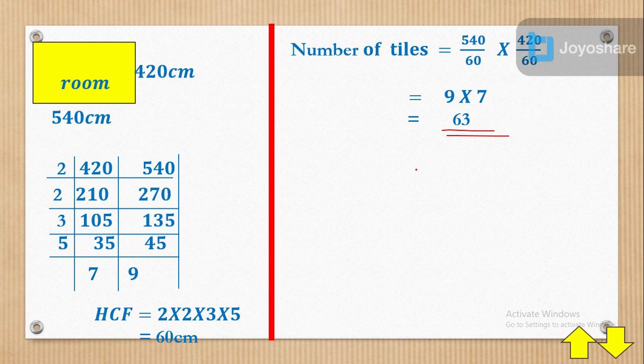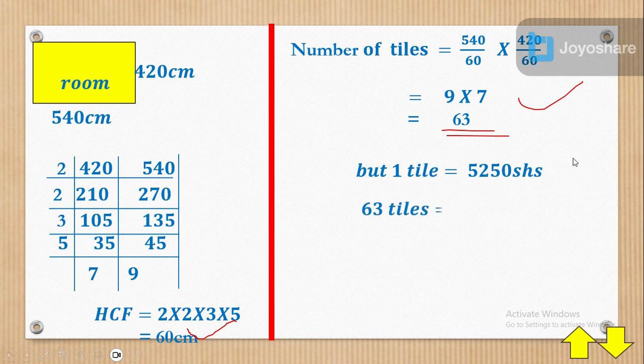Now next we must see the cost. We have seen the length of the tile and how many there are. Let's now see the cost. One tile costs 5,250 shillings, so we are simply going to multiply to get the total. That implies that the 63 tiles will be equal to 63 times 5,250, which will give us 33,750 shillings. And that marks the end of activity 2, about working with integers.